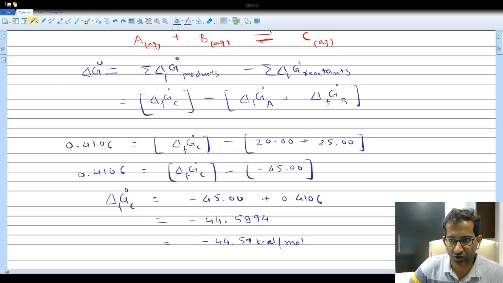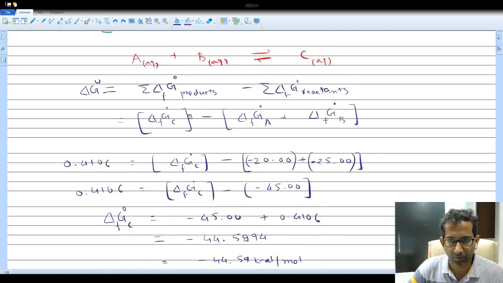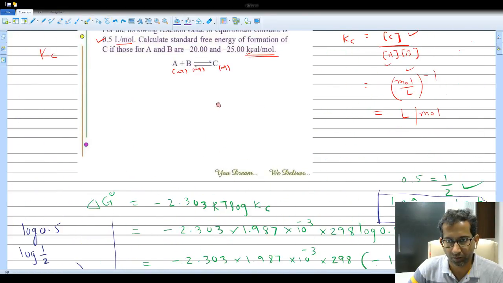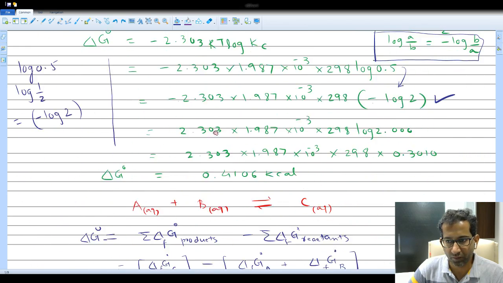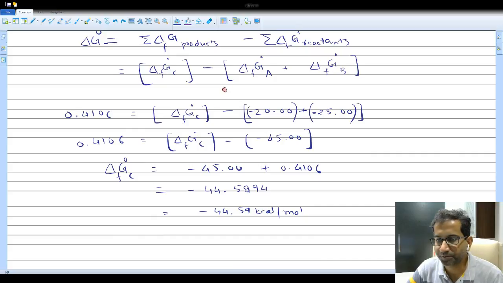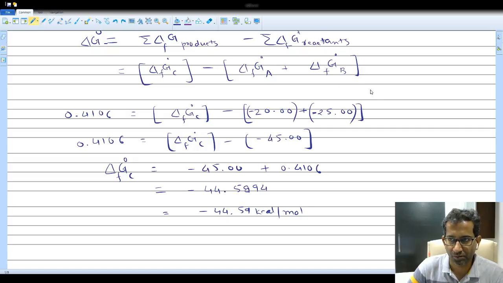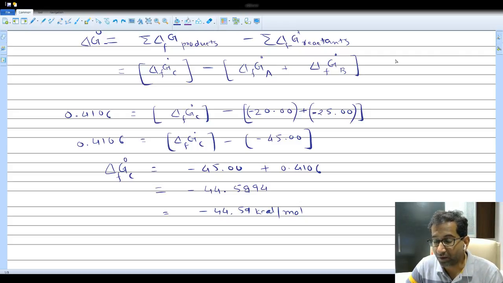And of course over here there should be minus 20 and minus 25, because in the question they are given as minus 20, right? Now we'll try to solve the same question in a reverse manner.